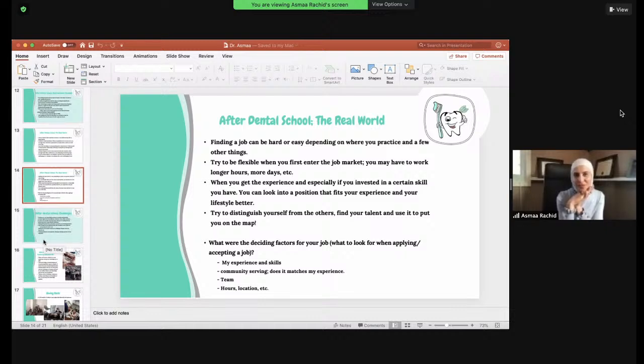Now, when you apply for a job, a lot of times you get lucky and you get a lot of positions, actually. And now you have to choose. How can you choose what works for you, what works with your lifestyle and with your skills? First thing, and the most important thing, is you'll have to know your limits. You have to know your skills. You have to know your experience.